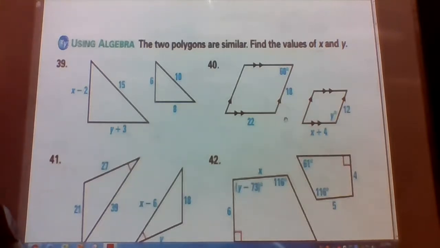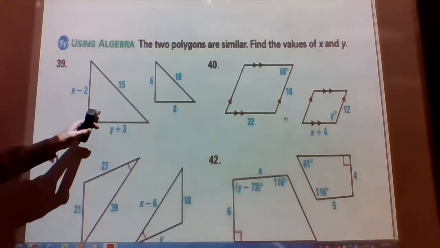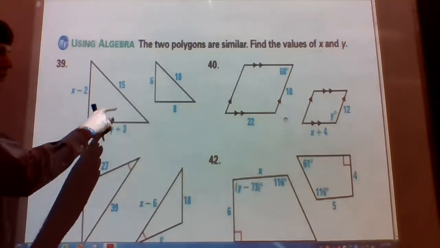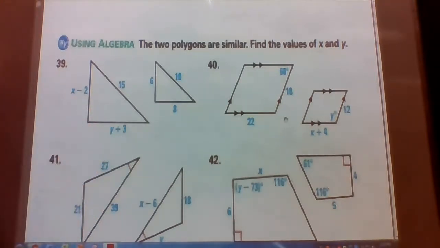meaning they have the same shape, but not necessarily the same size. All three pairs of corresponding angles are congruent, and the sides are proportional. So 39, we have two triangles. We want to find x and y. So those are part of the sides. So we want to set up the proportion because we know the sides of similar figures are proportional.